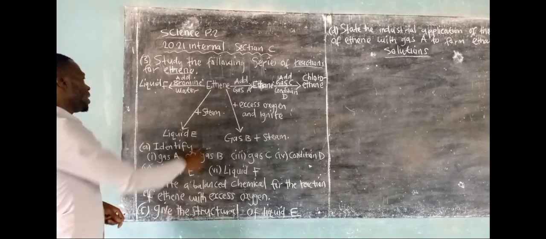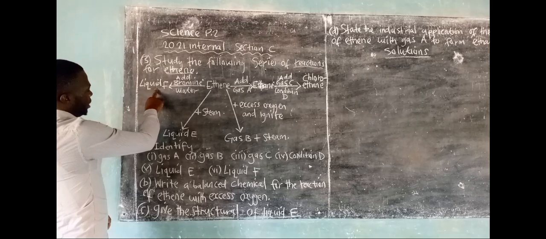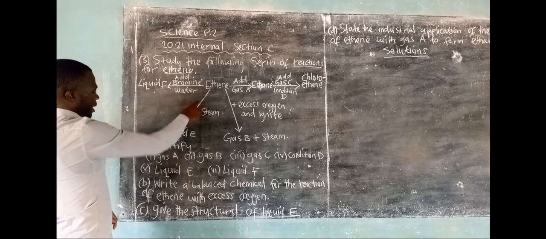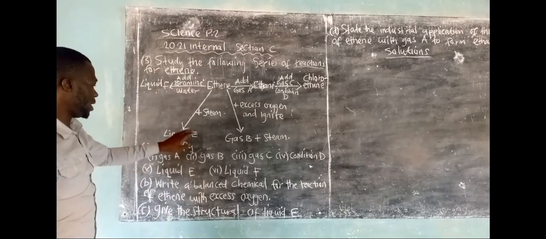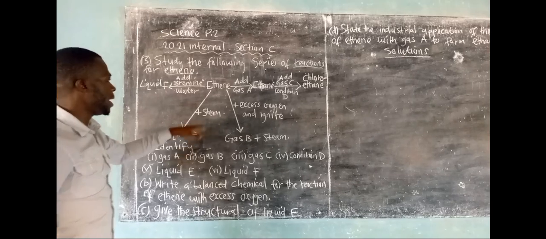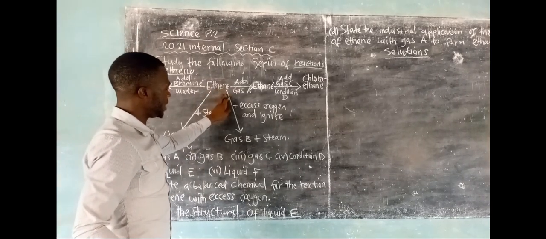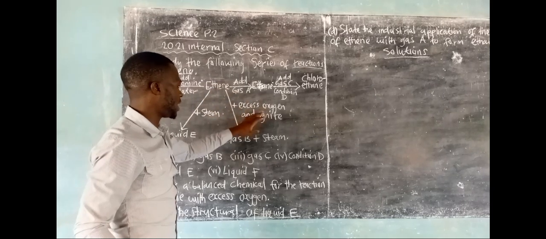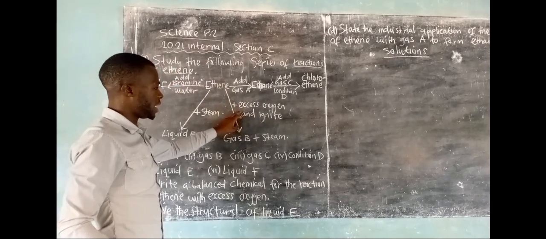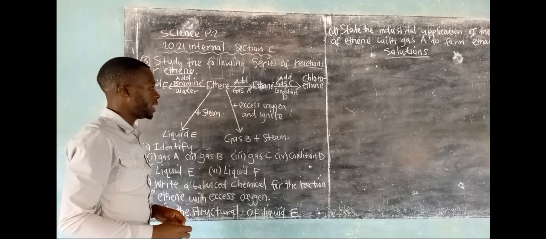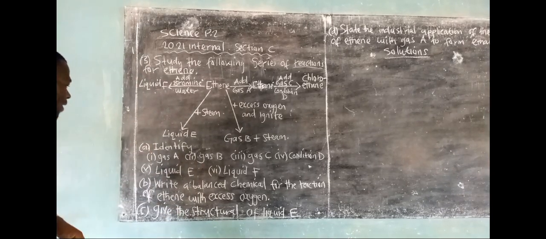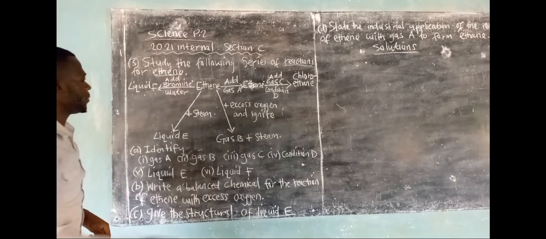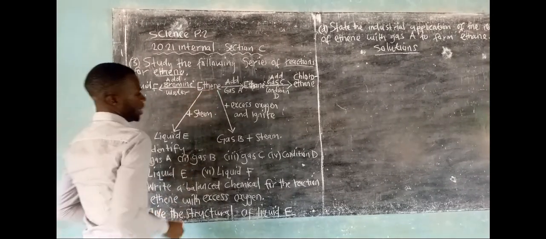So this reaction here, which is giving us liquid F, it is addition reaction. The reaction which is giving us liquid E, it is addition reaction. But the reaction between ethene and the oxygen gas is not addition reaction, it is combustion. Okay, so we go to the first one.